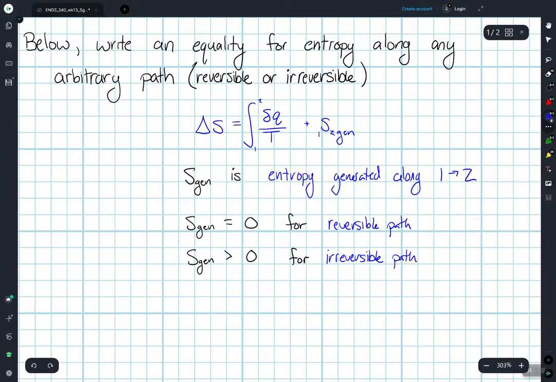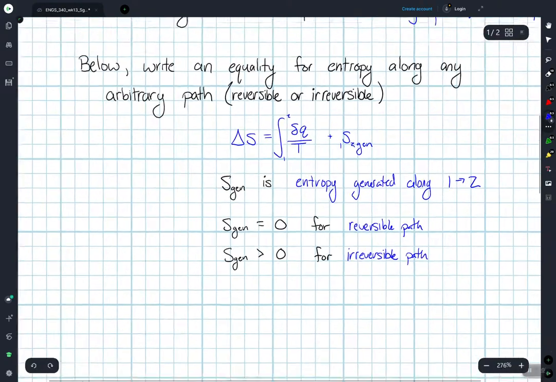So this equation here now works for both reversible and irreversible paths. And it works as an equality, which is nice because then we can actually begin to calculate things.